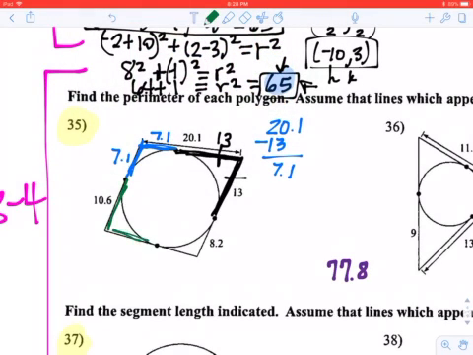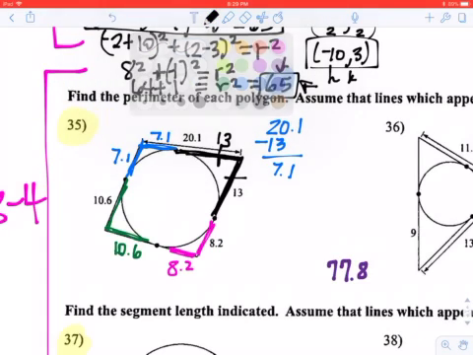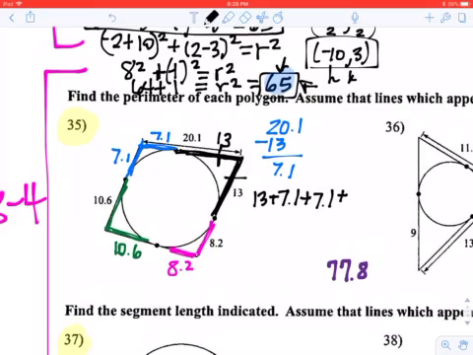We also know that 10.6, which is here, is the same as this piece here. So that's also 10.6. And then lastly, this is 8.2, then this is 8.2. So to get the perimeter of that entire quadrilateral or polygon, you're just going to add them all up. So 13 plus 7.1 plus 7.1 plus 10.6 plus 10.6 plus 8.2 plus 8.2 plus another 13 should give you 77.8. And that's it.